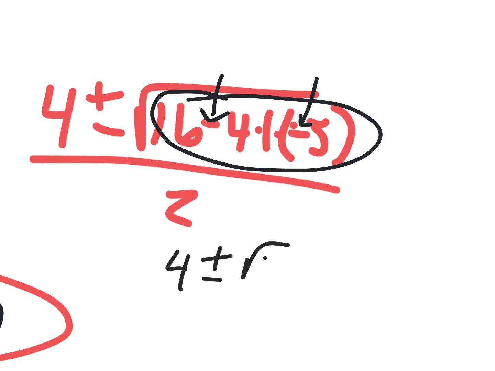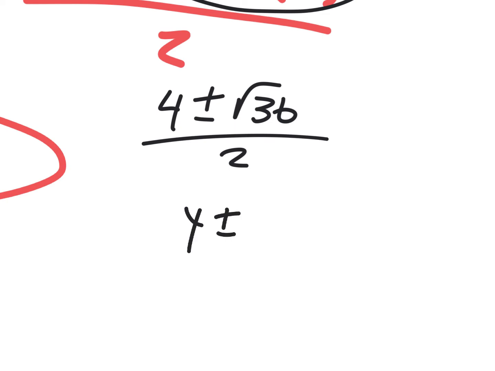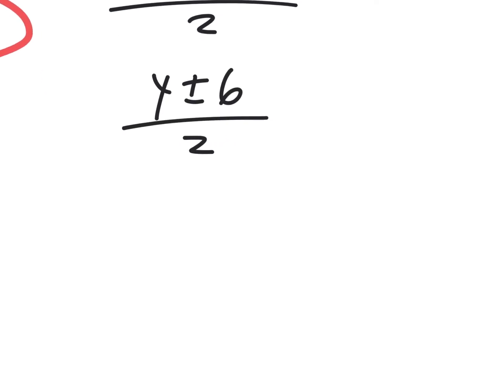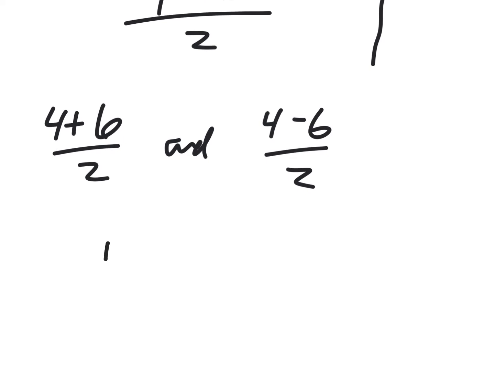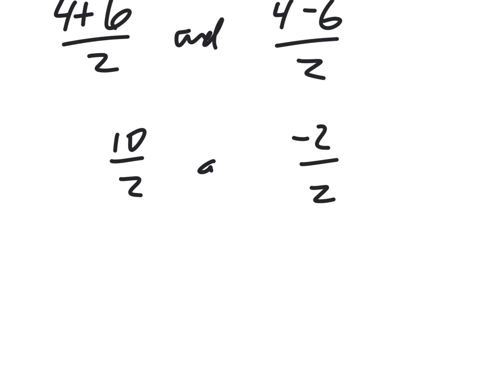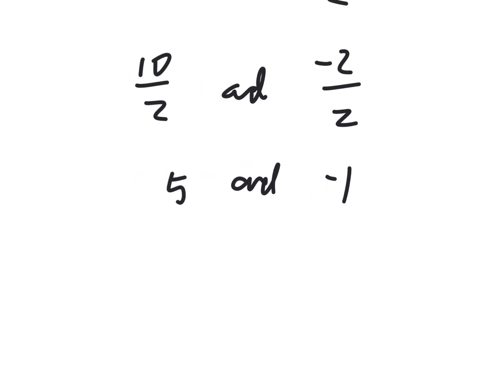4 plus and minus the square root of 36, because that's really just 6. So then it's 4 plus and minus 6 all over 2. And then that could be simplified to 4 plus 6 over 2 and 4 minus 6 over 2. And then you have 10 over 2 and negative 2 over 2. And then it's 5 and negative 1. And the way you could have checked that is from factoring the other one.